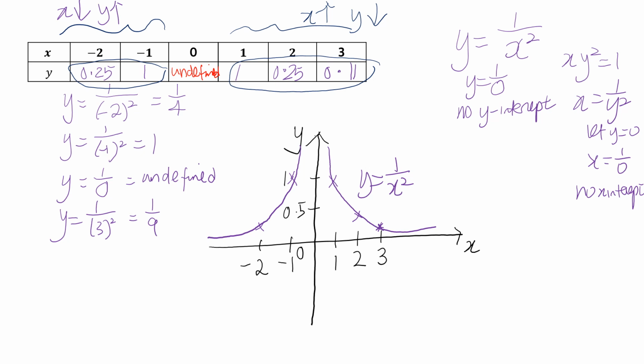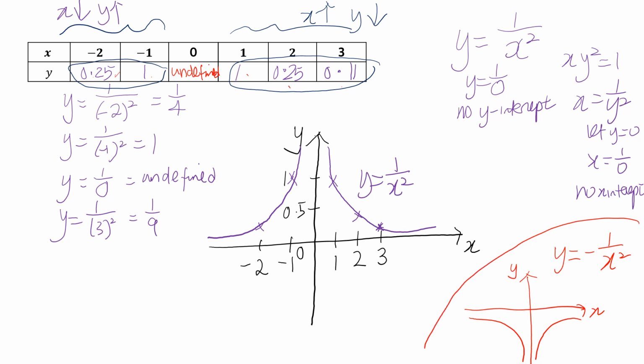So how about y equals -1 over x squared? What do you think the curve will look like? Yes, the curve will look like this. It will be entirely below your x-axis because all your positive y coordinates, when you multiply with the negative, become negative. So here will become -0.25, -1, -1, -0.25, -0.11. So therefore your curve will be entirely below the x-axis.